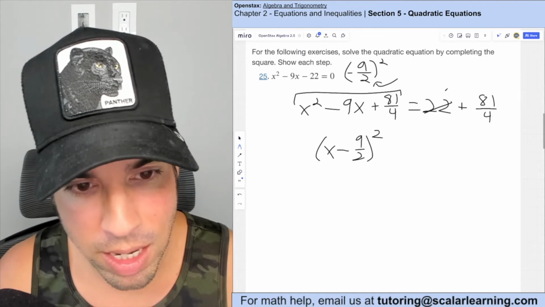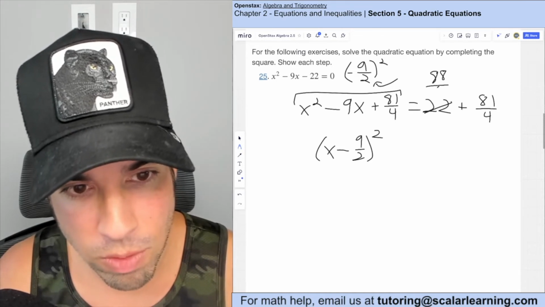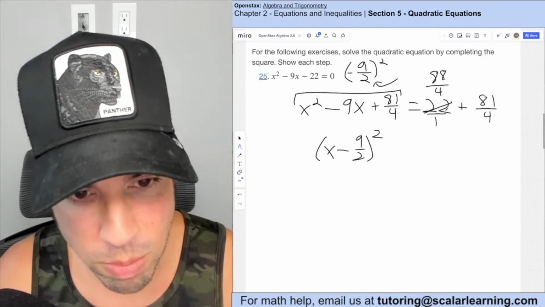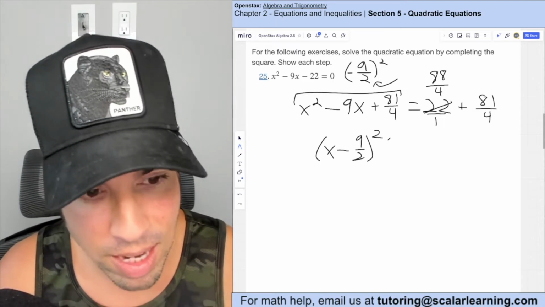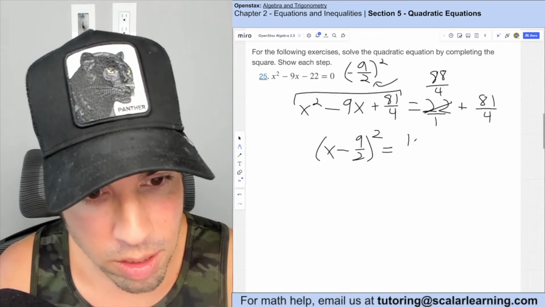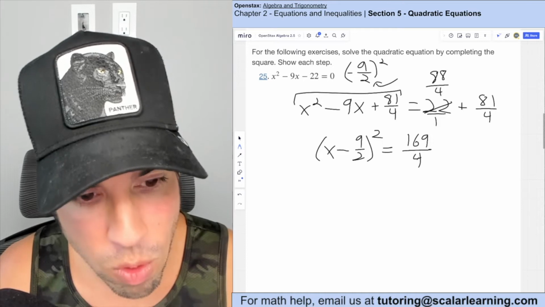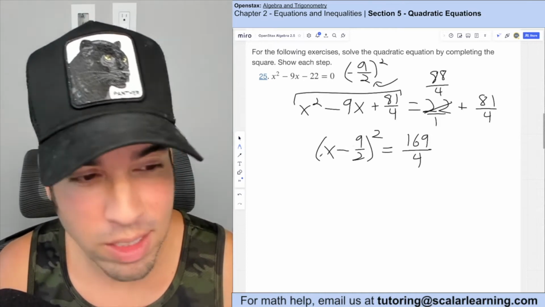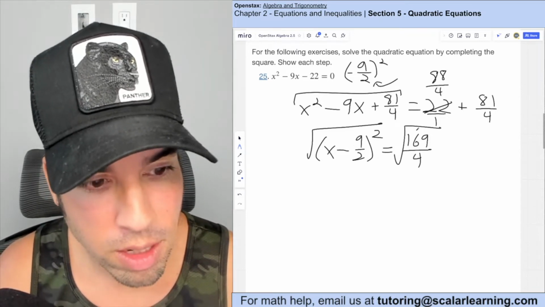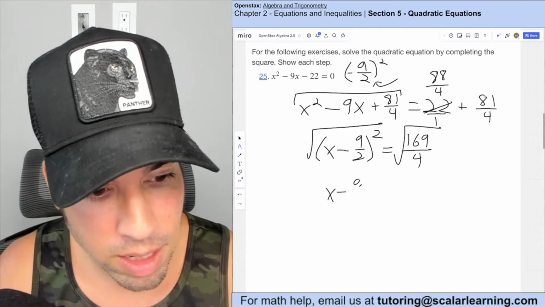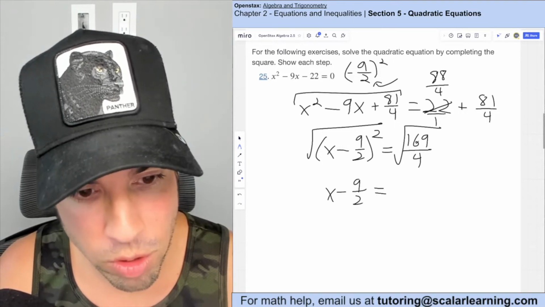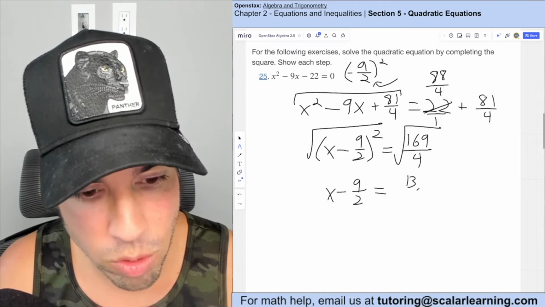22 is the same as 88 over 4, right? If I put it over 1, I just multiply top and bottom by 4. Now I can add these together, and I get 169 over 4. Now I got a nice situation where I can take the square root of both sides, and I get x minus 9 halves equals square root of 169 is 13, square root of 4 is 2.